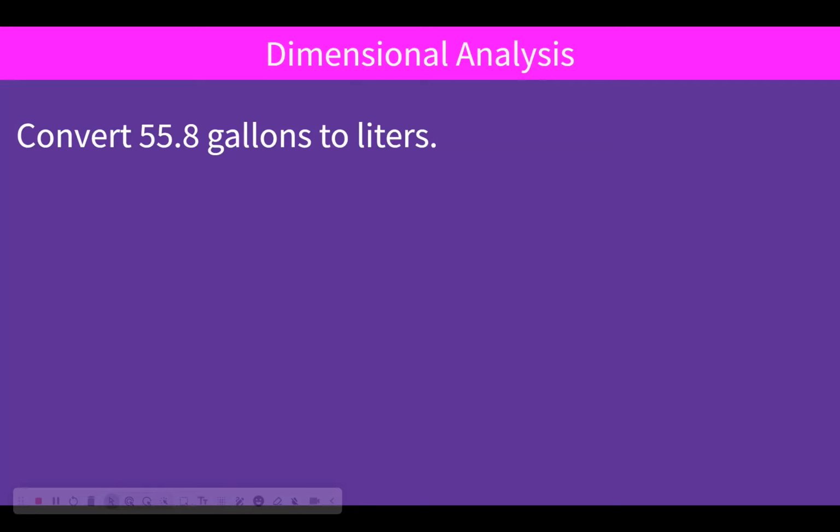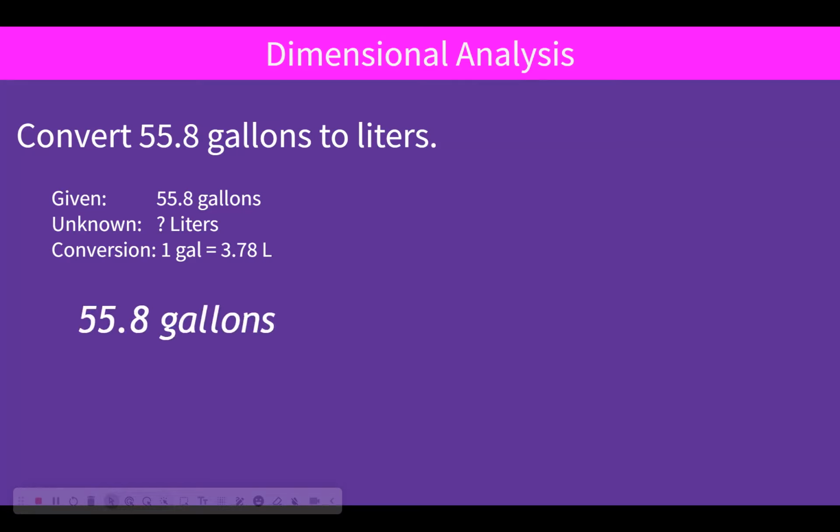Convert 55.8 gallons to liters. So our given is 55.8 gallons. What we're looking for is the number of liters, and our conversion factor is 1 gallon is equal to 3.78 liters. So we're always going to start with our given. Okay, so we've got 55.8 gallons over 1.